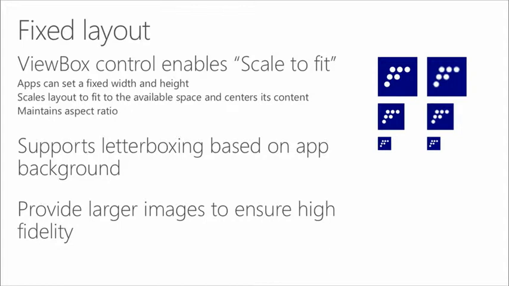Just like the 3D chess in science fiction movies and so on. But it makes sense to just scale to fit for a fixed layout application. What we do is we use the Viewbox control for that and just scale it to fit. And if the aspect ratio doesn't exactly map to the aspect ratio of the device, we can use letterboxing and the background of the app to always retain that aspect ratio and always look great.